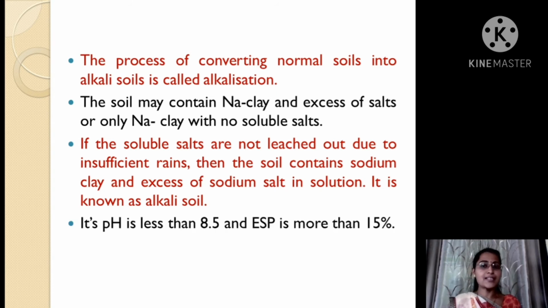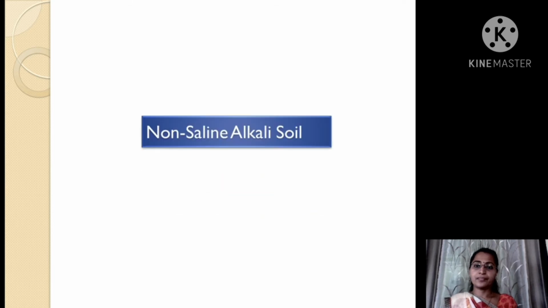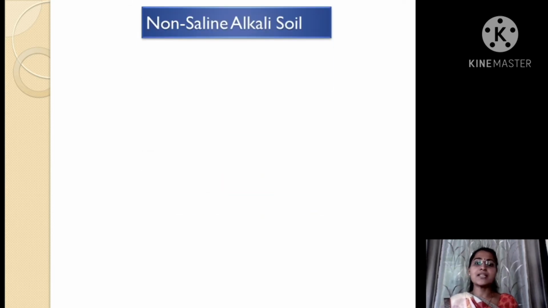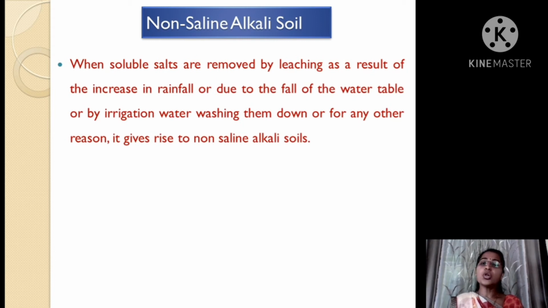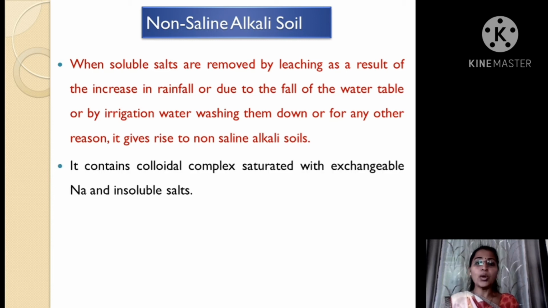Its pH is less than 8.5 and ESP is more than 15%. Then we focus on non-saline alkali soil. When soluble salts are removed by leaching as a result of the increase in rainfall, or due to the fall of water table, or by irrigation water washing them down, or for any other reason, it gives rise to non-saline alkali soils. It contains colloidal complex saturated with exchangeable sodium and insoluble salts.